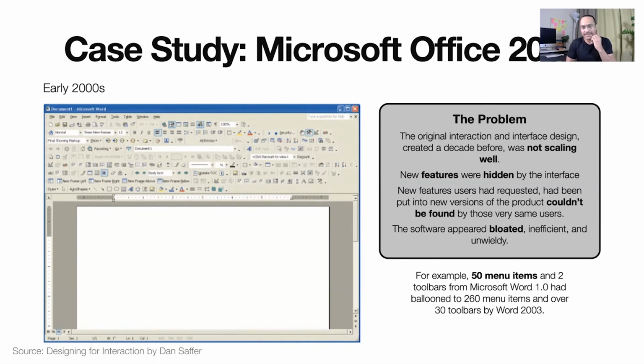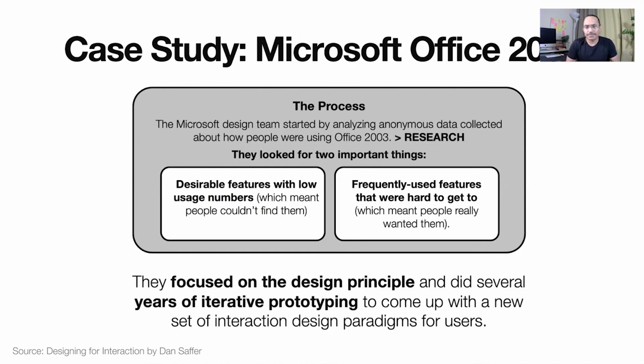This was a problem. Now the designers were faced with this and they wanted to solve it. So they followed this process, and as UX designers, we also do the same. The Microsoft design team started by analyzing anonymous data collected about how people were using Office 2003. That means they did qualitative research, quantitative research, and so on.